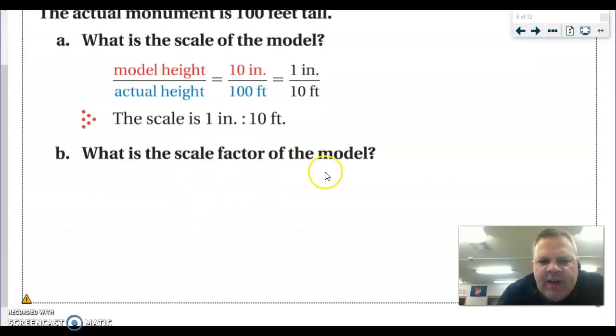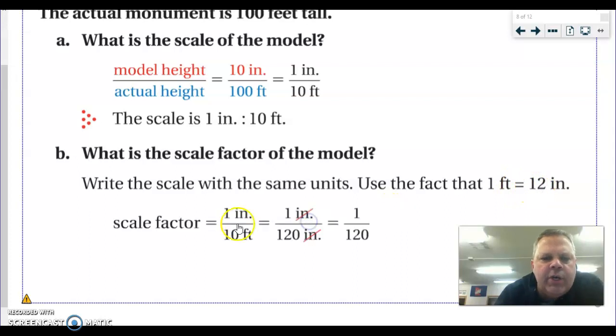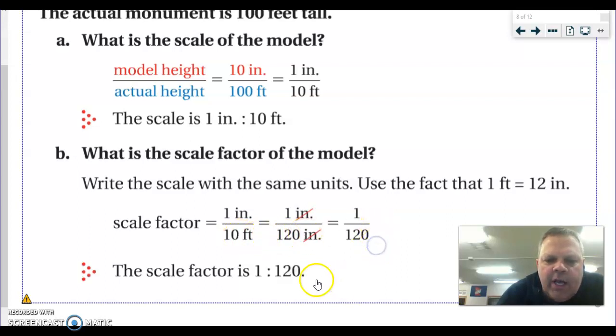What is the scale factor? Scale factor means that you have to have the same units. So we can't have inches and feet. We have to have inches and inches or feet and feet. So in this case, we know that 1 foot is equal to 12 inches. So I can say 1 over 10 is equal to 120. So our actual scale factor is going to be 1 over 120 because I took this 10 feet times 12 inches. 10 times 12 gives us 120. So our scale factor is 1 to 120.